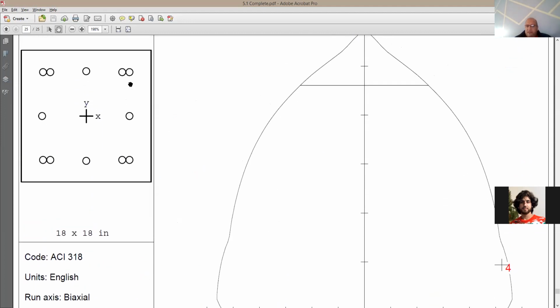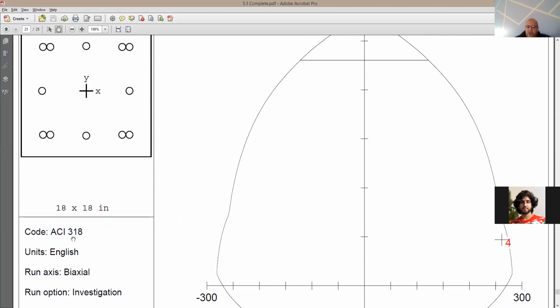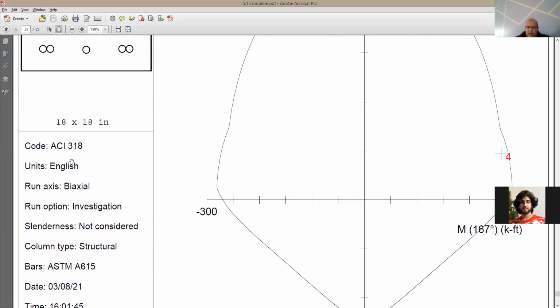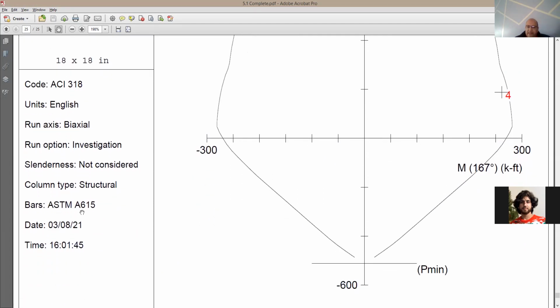Here's the column size on the top left-hand side. It says here 18 by 18 inch, so it's going to be a square column. It shows here the code, units, the run axis. I wouldn't really care about this. The bars are going to be A615, which means grade 60 most likely.